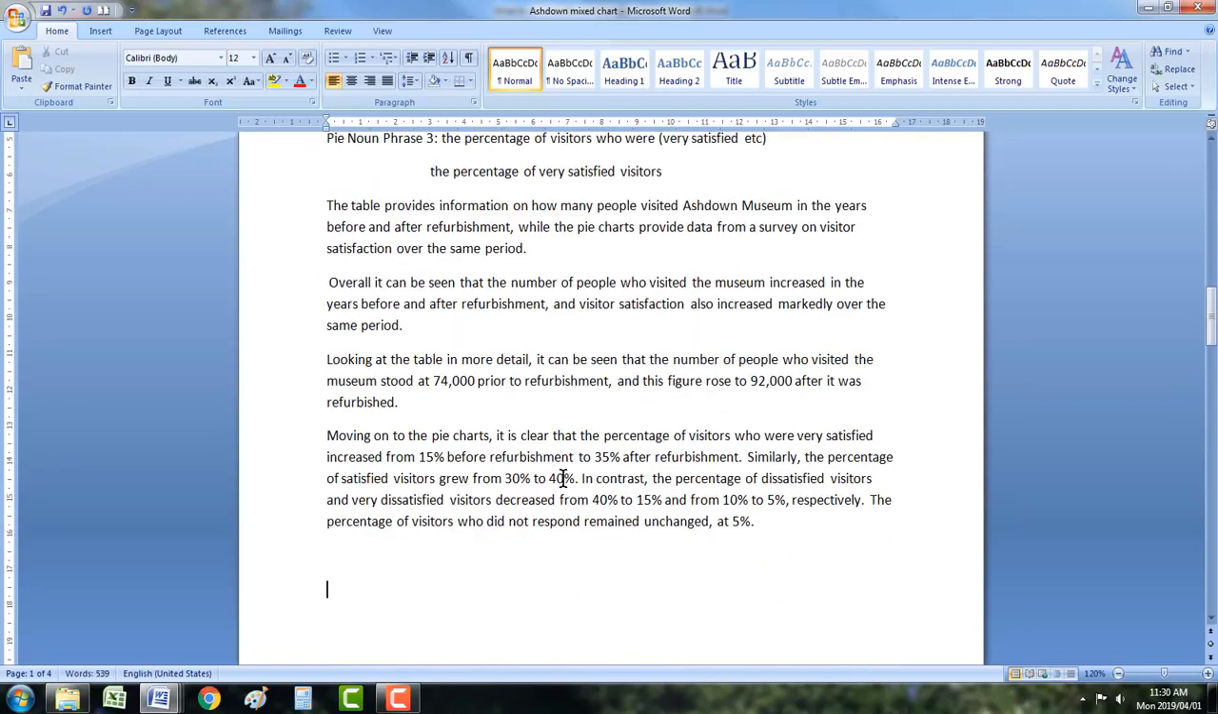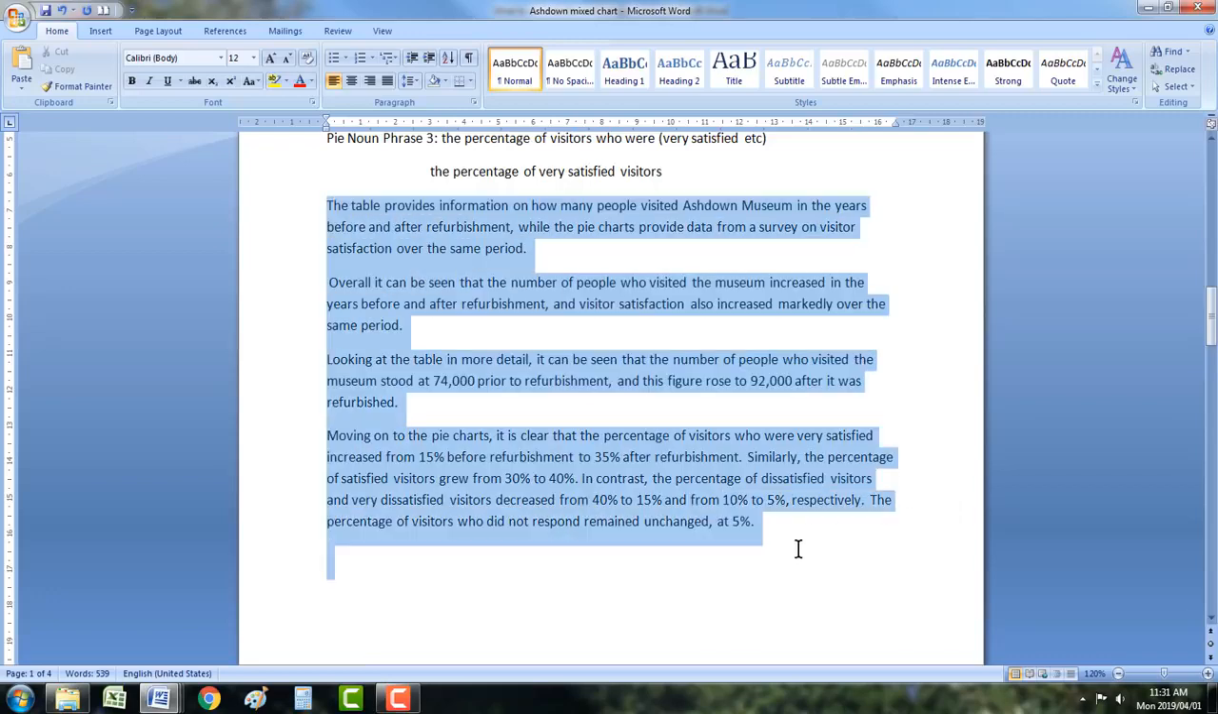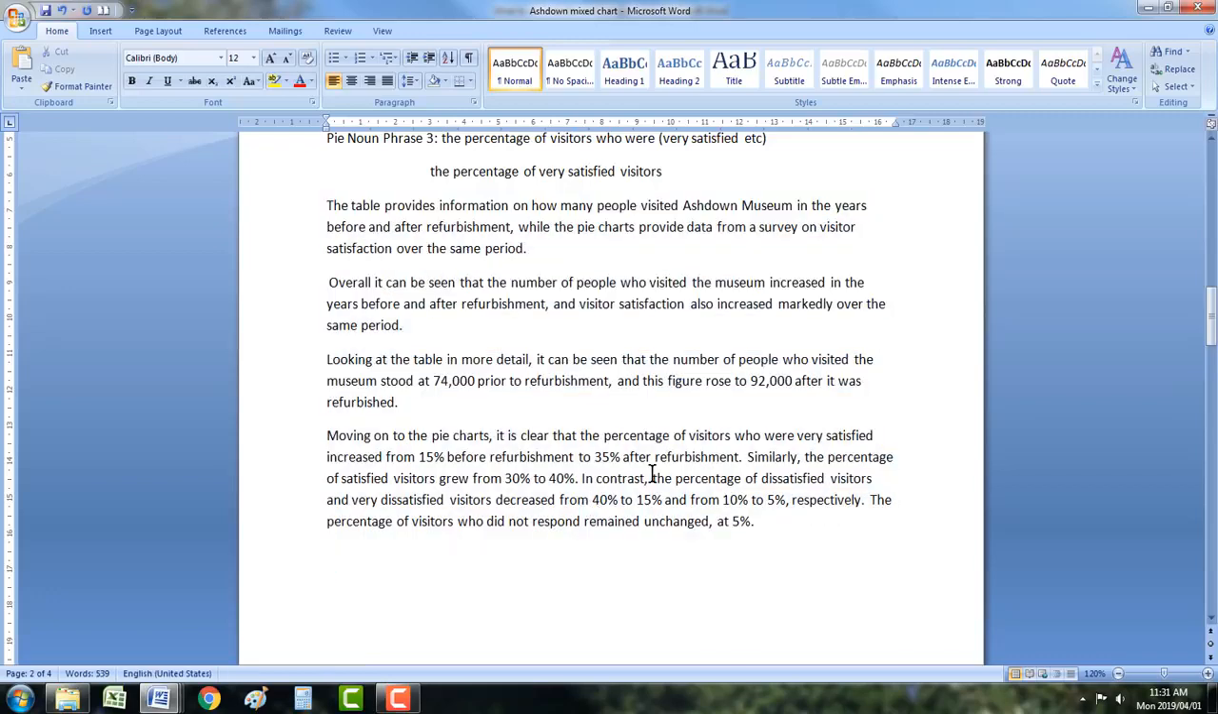Easy band 8. If you make 0 grammar mistakes, students are always asking me, what can I get if I write it like this? You can get 8 or 9 if you write it like this. It depends how many grammar mistakes and vocabulary mistakes you make. But the CC, there's no problem, and we've got all of our numbers here, so TR, no problem. So you can get 8 plus if you write it like this.